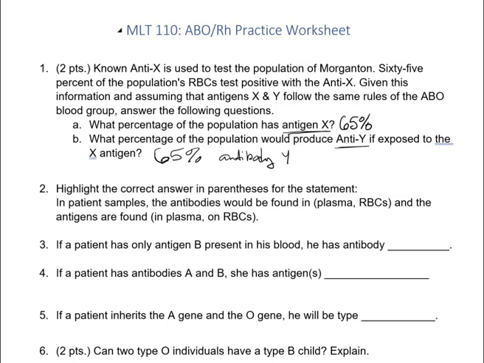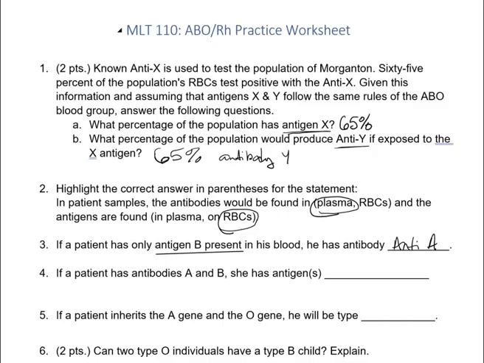Let's look at number 2. Highlight the correct answer in parentheses for the statement. In patient samples, the antibodies would be found in the plasma or red blood cell. We know that is plasma. And the antigens are found on the red blood cells. Number 3, if a patient has only antigen B present in his blood, his antibody would have to be anti-A.